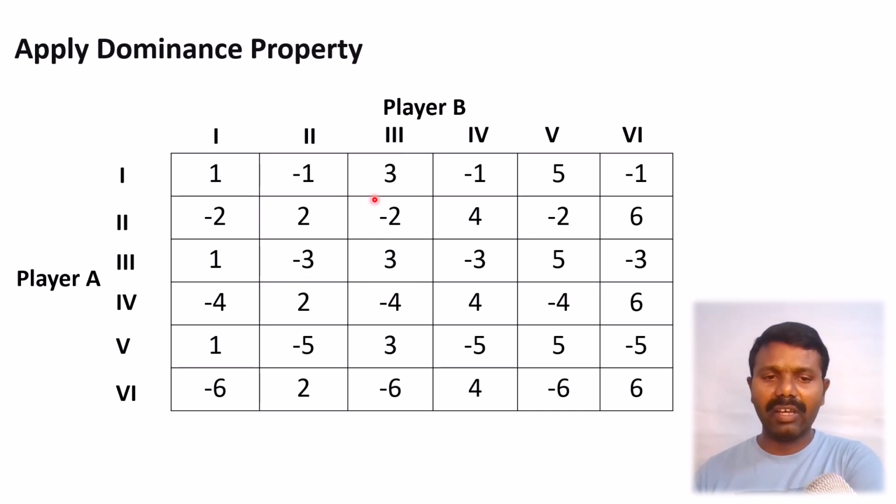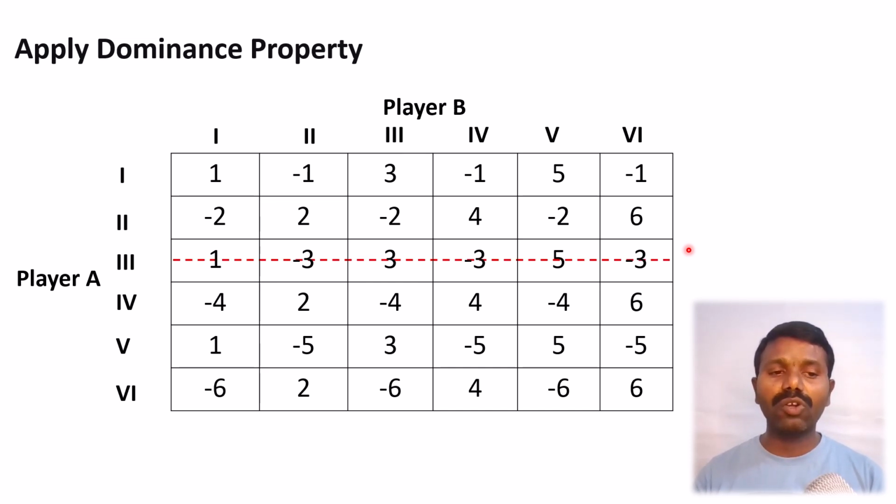Likewise, here it is the same, again the first strategy is dominating, and here both are the same. Here too, the first strategy is dominating. So the third strategy is dominated by the first strategy, and we need to eliminate the third strategy from the payoff matrix.